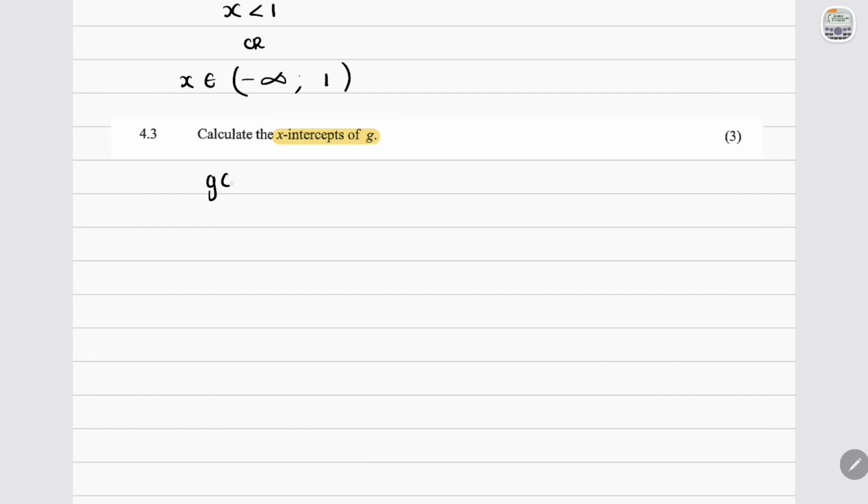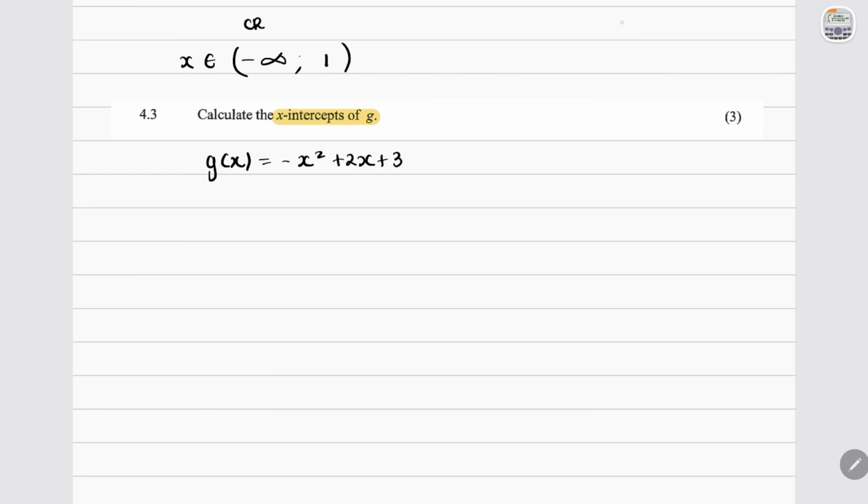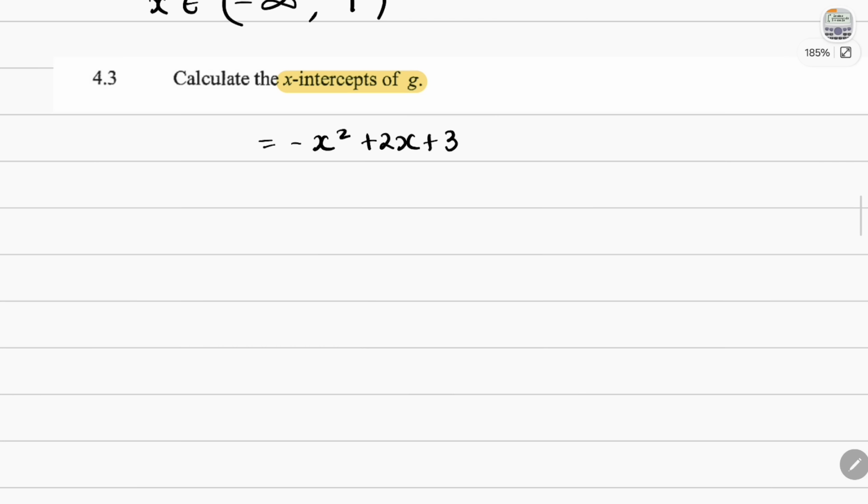So we'll take the graph of g and we're going to make y equal to 0. So let me rewrite that. And so we're saying 0, in place of g of x, because that stands for y, is equal to all of this. You can simply just multiply or divide both hand sides of this equation by -1. So divide by -1, divide by -1. Therefore, we have x squared, it's now positive, minus 2x minus 3 is equal to 0.